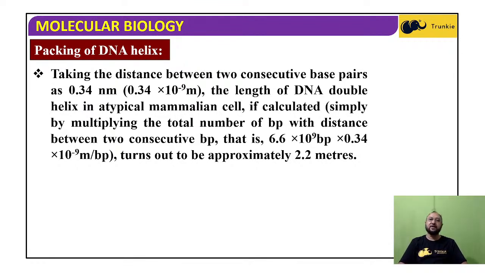The length of the DNA double helix in a typical mammalian cell is calculated simply by multiplying the total number of base pairs by the distance between two consecutive base pairs: 6.6 into 10 to the power 9 base pairs into 0.3 nanometer, that is 10 to the power minus 9 meter per base pair, which turns out to be approximately 2.2 meters. Just imagine, so small, microscopic, but so long, 2.2 meters.